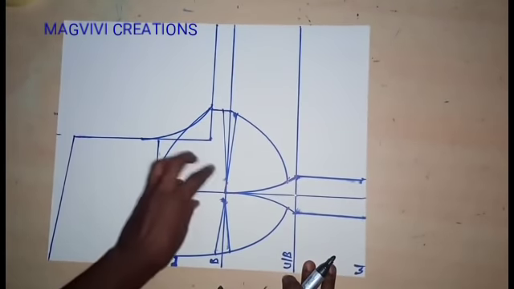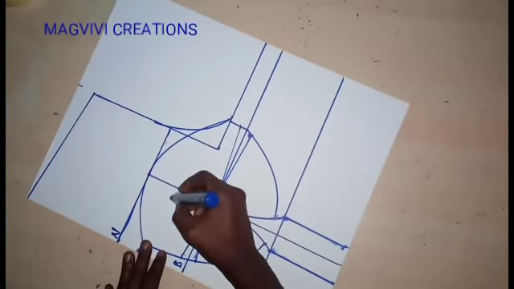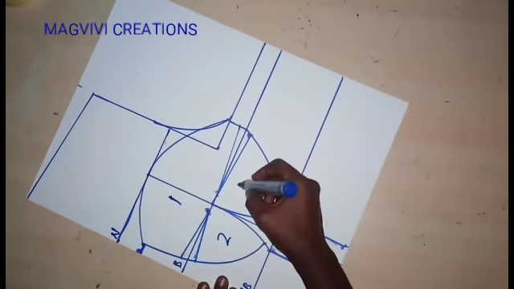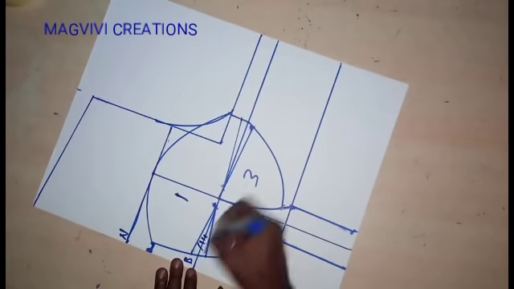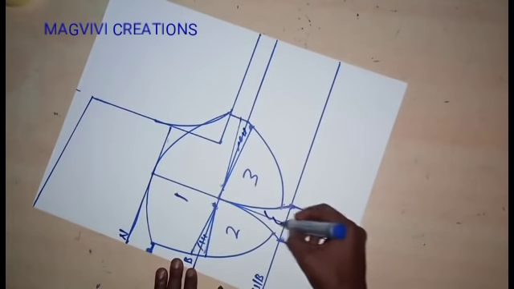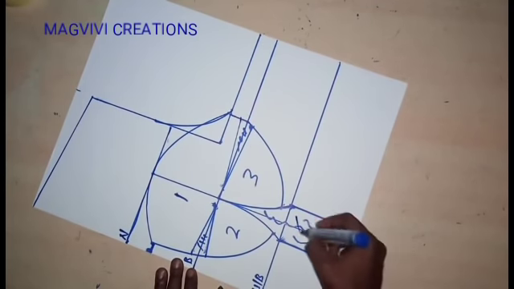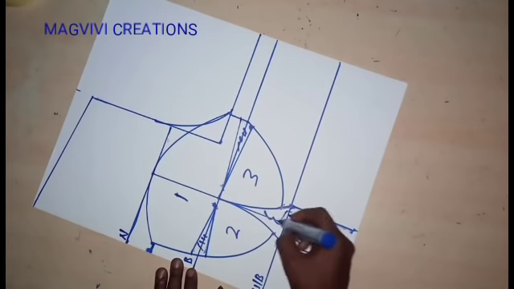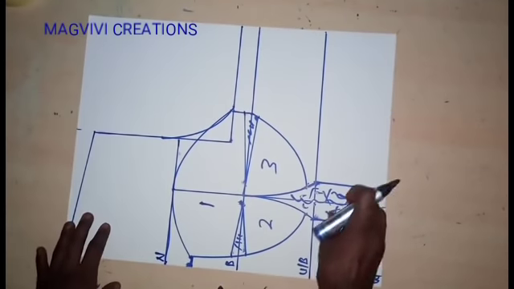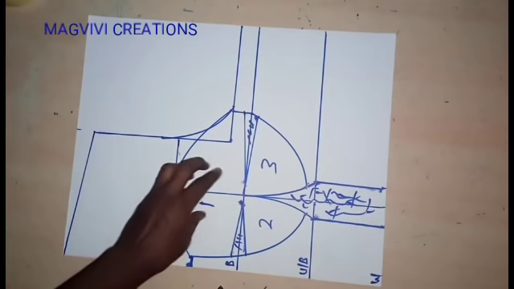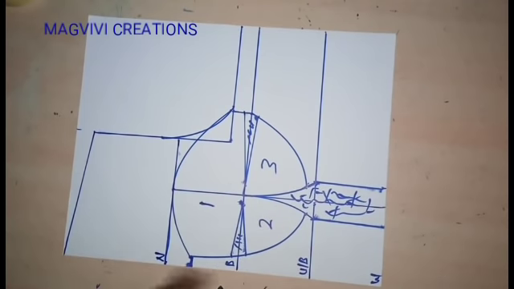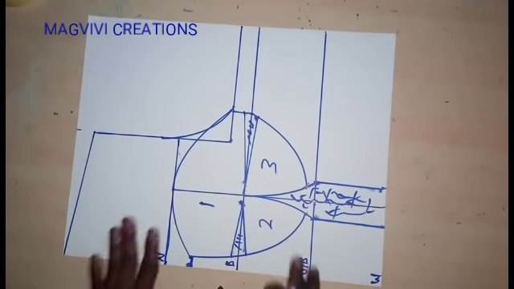You can see we have one panel. This is one, this is two, and this is three. We are cutting out these darts. So we have 1, 2, 3 panels, and that is it.